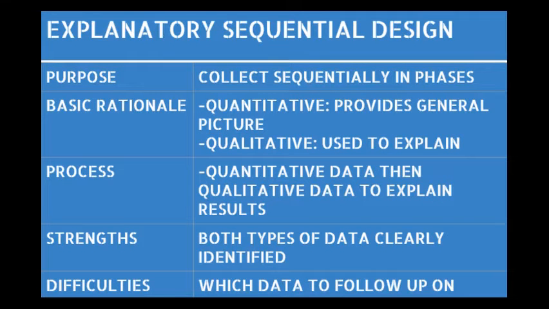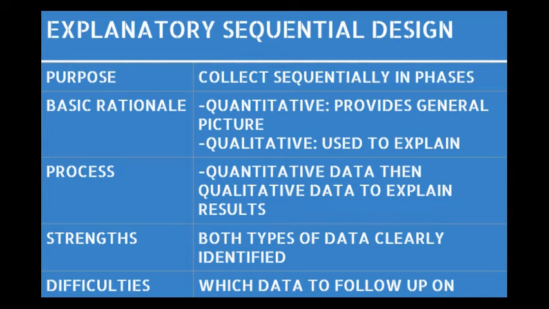The explanatory sequential design, also known as the 2-phase model, is the most popular mixed methods research approach in educational research. In this type of research, you collect quantitative and qualitative information sequentially in 2 phases, with one form of data collection following and informing the other. The quantitative data and results provide a general picture of the research problem, then the qualitative data collection is needed to refine, extend, or explain the general quantitative picture.